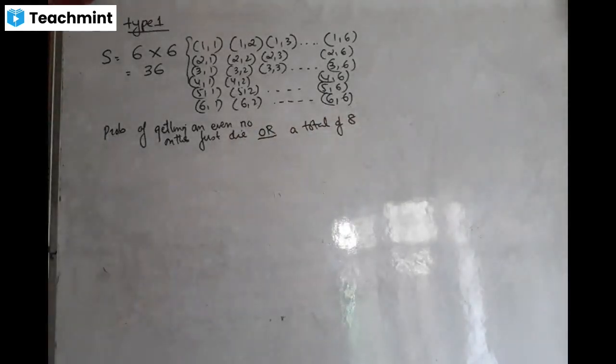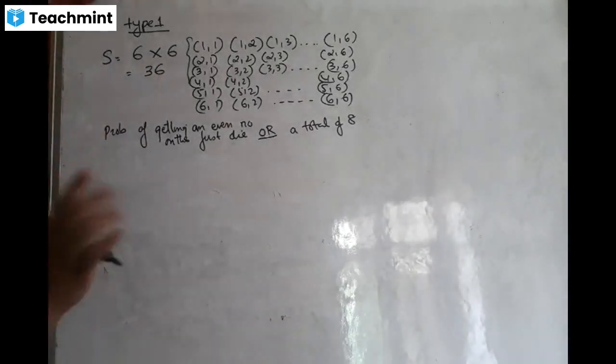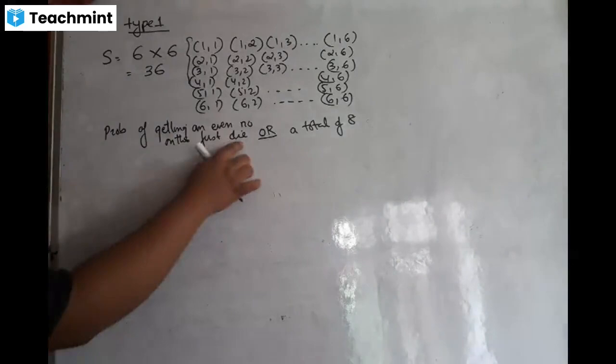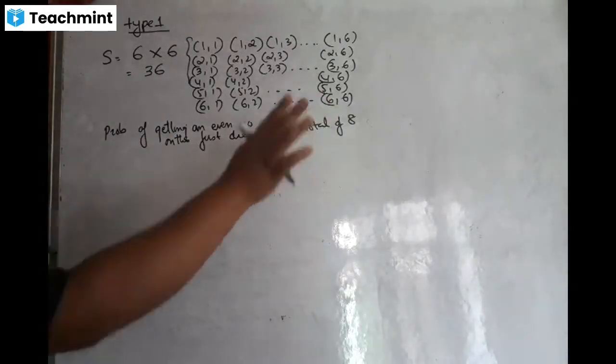So again, those who missed yesterday's class, let me remind you one more time. In class 10 you learned how to find out the probability of individual events. In class 12 you will learn how to find the probability of combined events. Is that clear? Or means union. So you already know the sample space, everyone. So there are 2 events. One is getting an even number on the first die, or a total of 8.